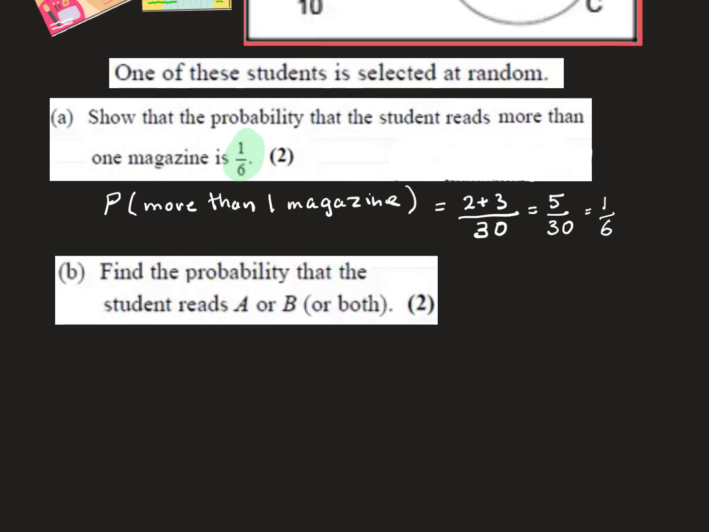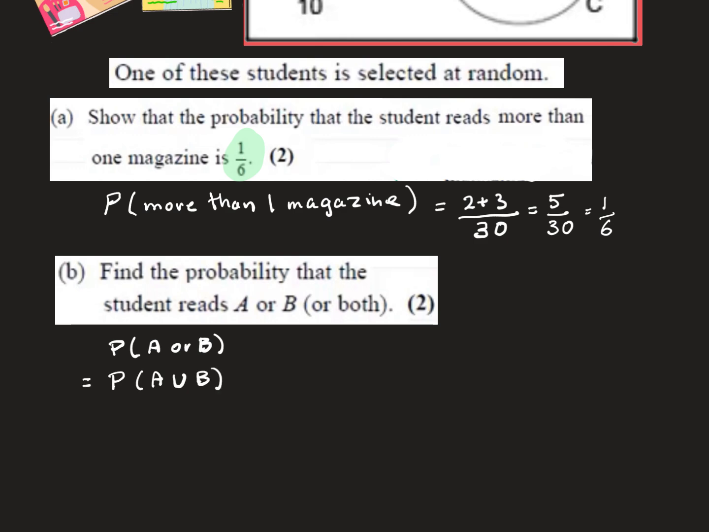Now we've got another problem here where we want to find the probability that the student reads A or B or both. This "or both" is superfluous. That means it's totally unnecessary, because if I say A or B, then what I mean is the probability of A or B, which is exactly the same thing as saying the probability of A union B.